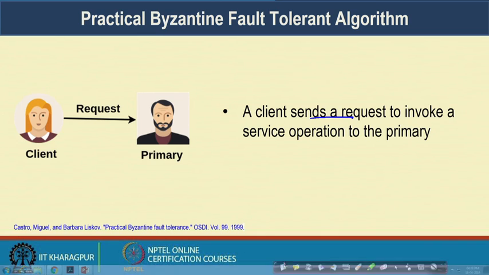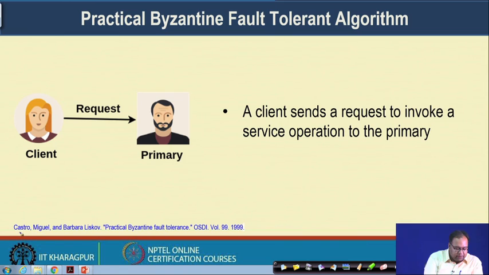So, let us look into a simplified view of this PBFT algorithm. This PBFT algorithm was proposed by Miguel Castro and Barbara Liskov, and first came out at OSDI in 1999, and the title of the paper was Practical Byzantine Fault Tolerance. So, I suggest all of you read this paper in detail. The idea of this algorithm is as follows. The client sends a request to the primary. The client executes some kind of service operation, like in case of shared storage, the client executes a write instruction, or in a blockchain environment, the client initiates a transaction.